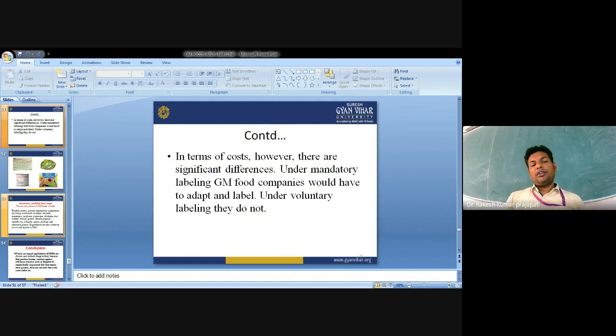If we talk about Australia and New Zealand, there is mandatory labeling. The requirement took effect in December 2001. After December 2001, these countries, New Zealand and Australia, made labeling mandatory. Labeling is now required where food has altered characteristics, such as changed nutritional value, or when food contains novel DNA or protein as a result of genetic modification. Up to 1% unintended contamination is permitted.